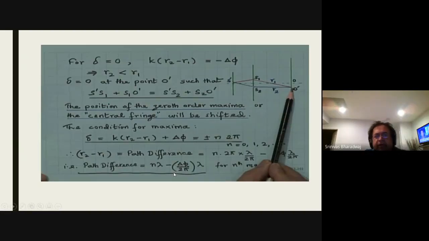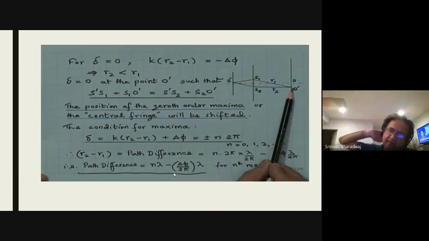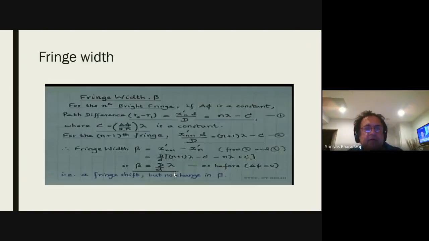This is a very tricky idea, and you should learn this also. Under what circumstances do you get a path difference, and what is that path difference? You have k times (R2 minus R1) plus delta phi equals n times 2 pi. Now that is the path difference. Now the fringe width. What is the fringe width?